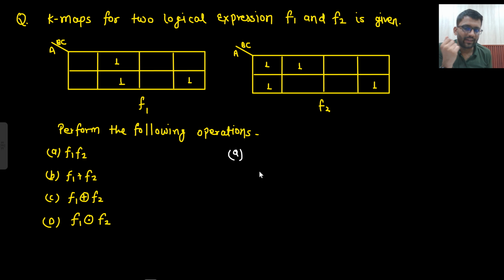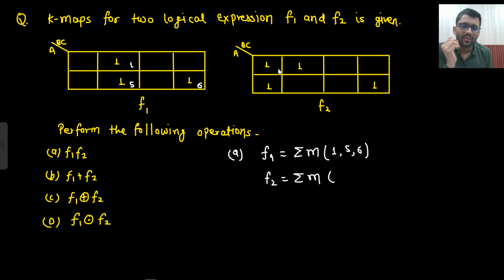So if I write A, this is 0, 1, 2, 3, 4, 5, 6. So f1 is minterm m1, 5, 6. And f2 is minterm m0, 1, 4, 6. So this is f1 and f2.